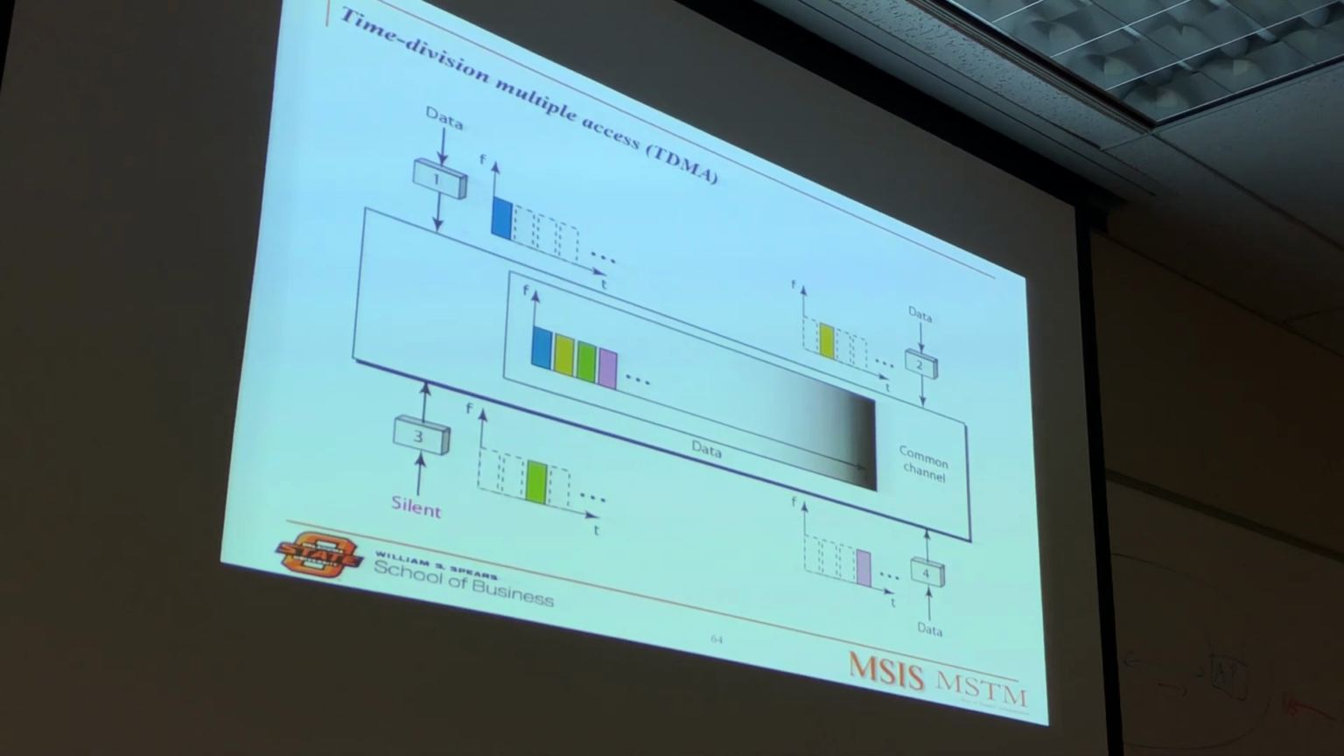TDMA, as I said: GSM, the third generation cell phone, uses GSM, TDMA or CDMA. With TDMA, each individual device has a time slot already known to itself, so it uses that time slot only to transmit its data.